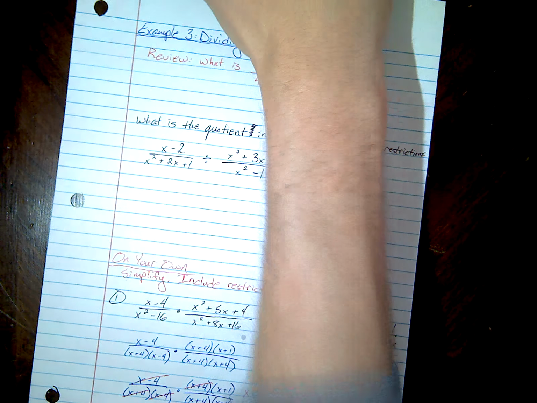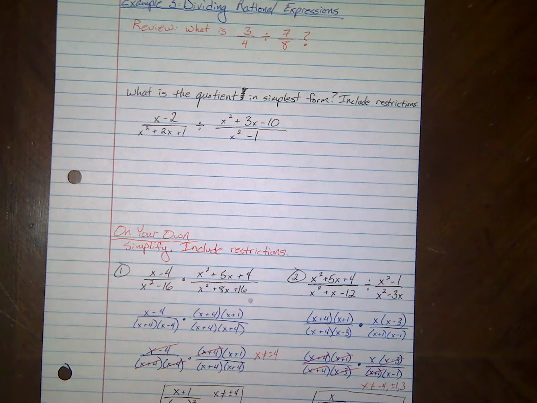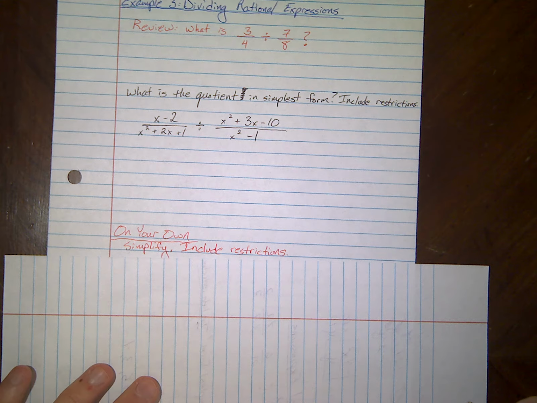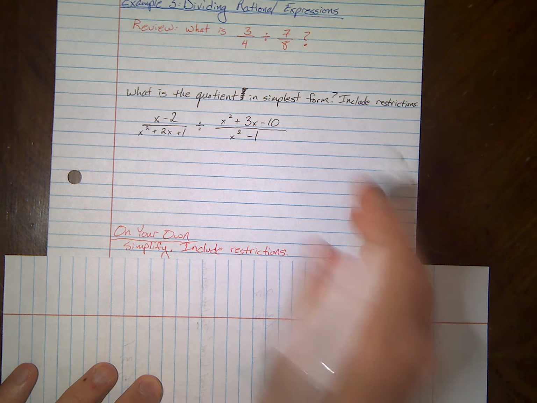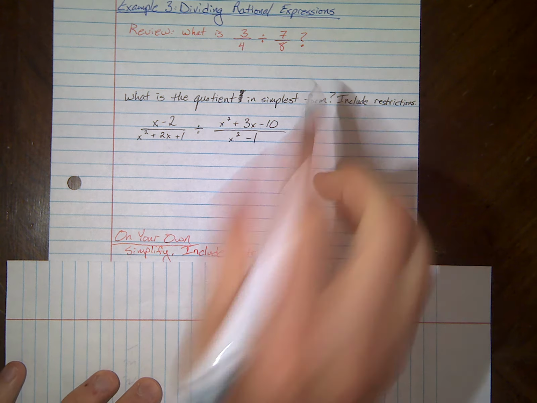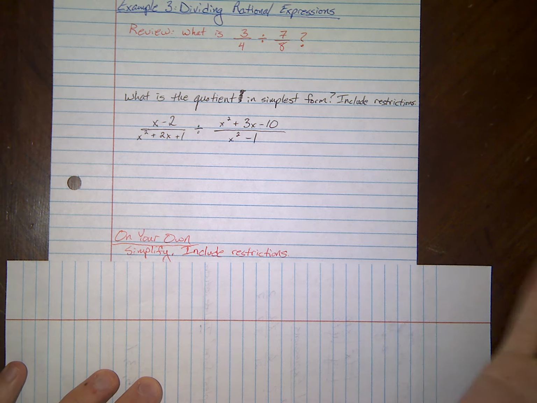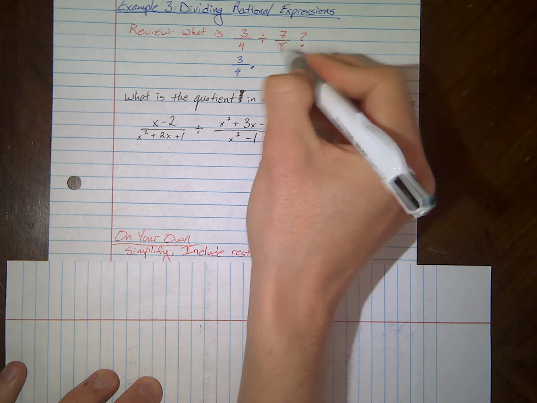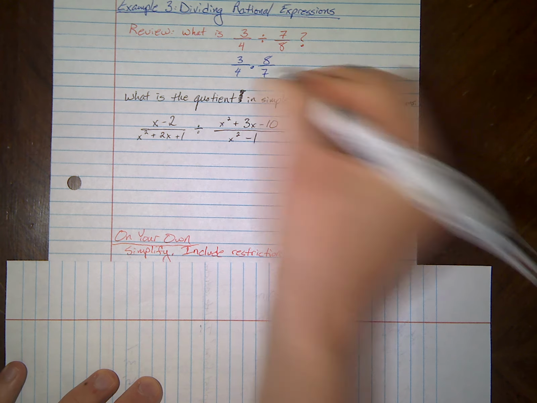And it's no different when you are dividing fractions. When you divide rational expressions together, if you are dividing fractions, think about it. What do you have to do? Multiply by the reciprocal. So this is 3/4 times, flip the second one, 8 7ths.